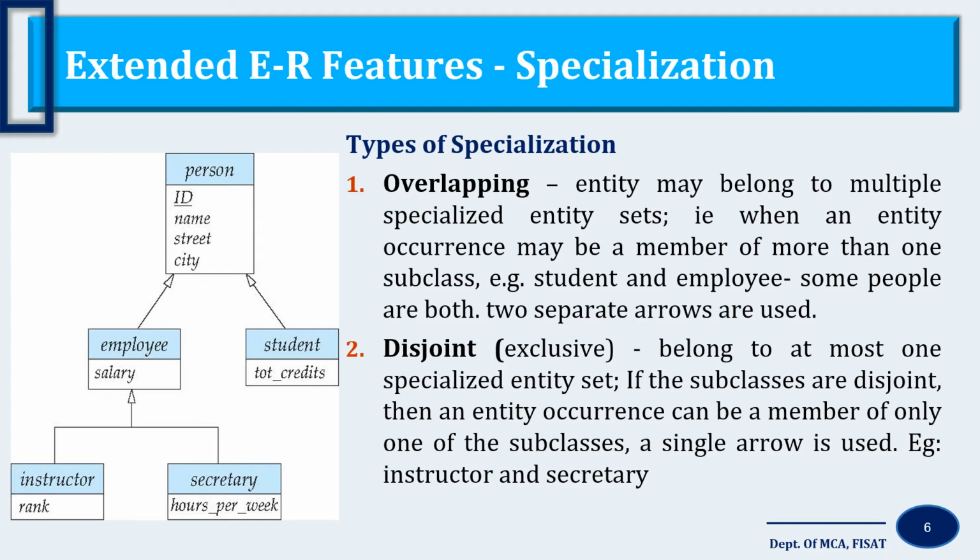That means there is no overlapping. And so, a single arrow is used pointing from the specialized class to the superclass. So this disjoint class can also be called an exclusive class. So these are the two types of specialization. We can also call these the constraints of specialization, that we will be discussing on the later slides.